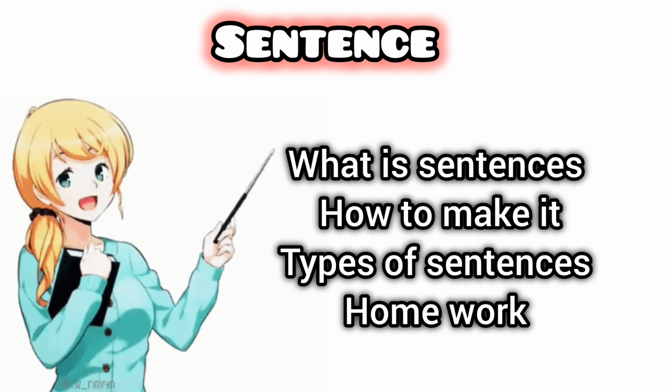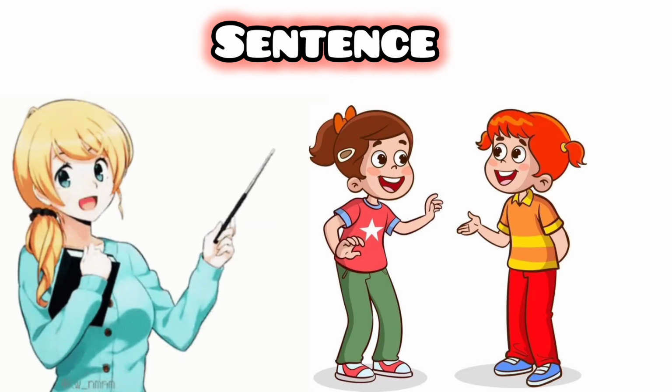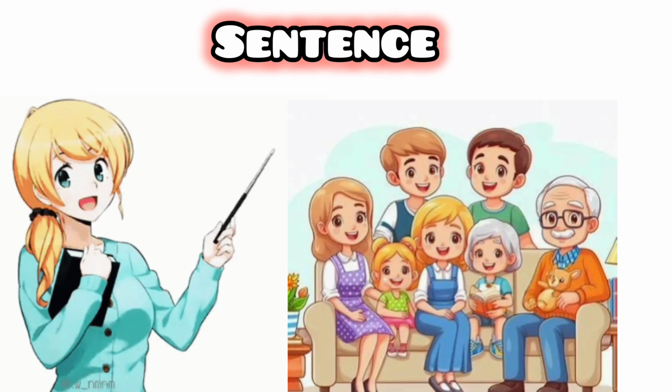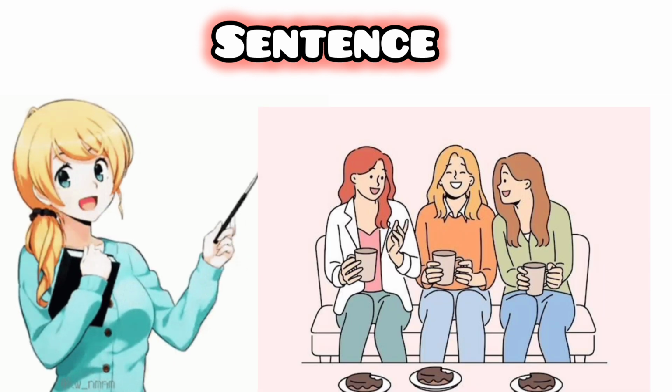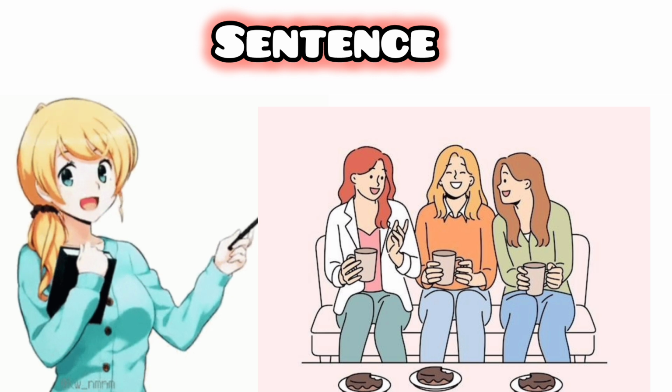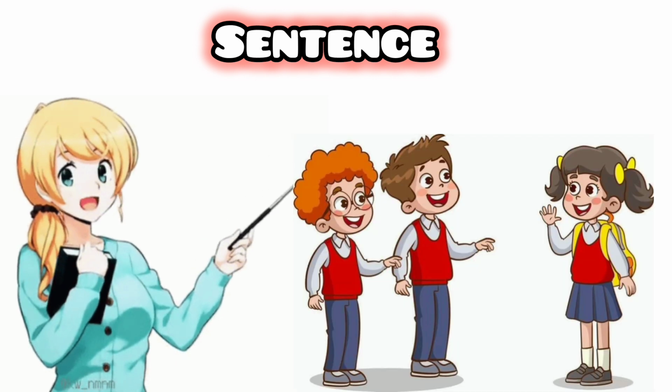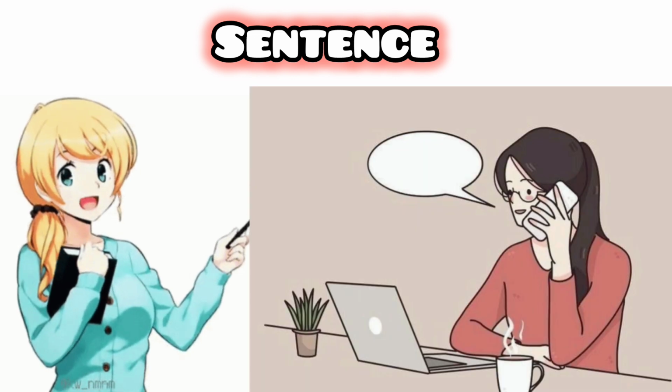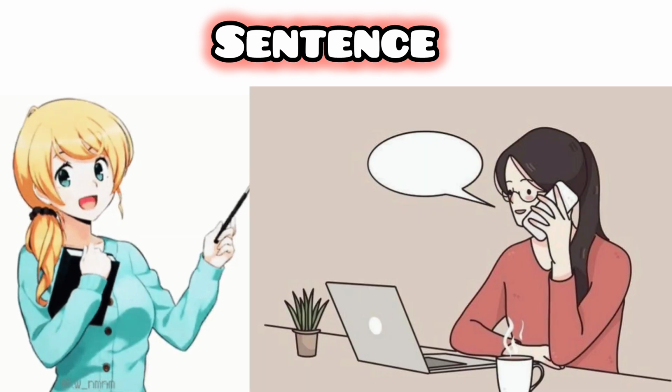Let's dive into it. Okay, tell me, whenever you communicate with your friends and family, how do you communicate with all of those? Now your answer will be in the form of sentences, right? Because without sentences we can't express our thoughts or ideas. Whenever we communicate with each other, those are all sentences. Without sentences we can't express our thoughts in a better way. So sentences play a very important role in communicating with each other.